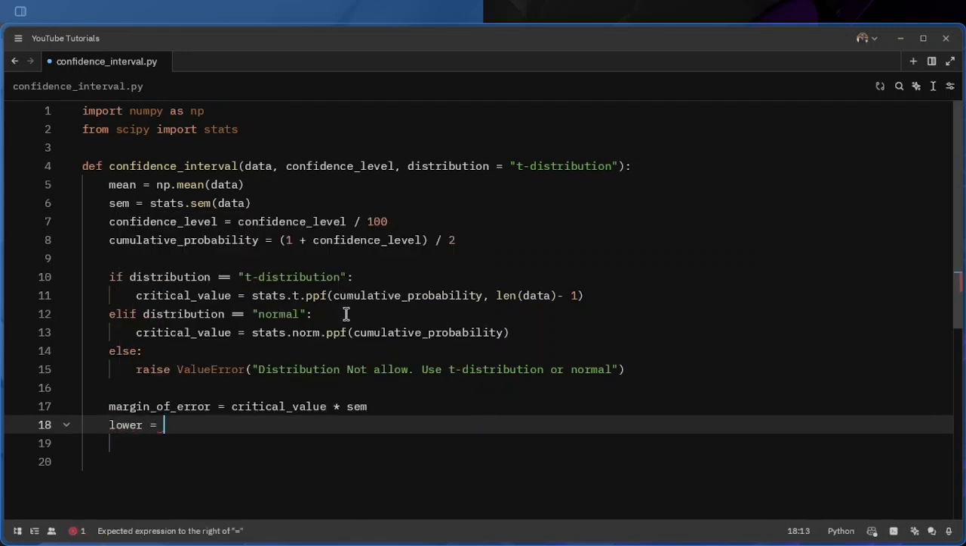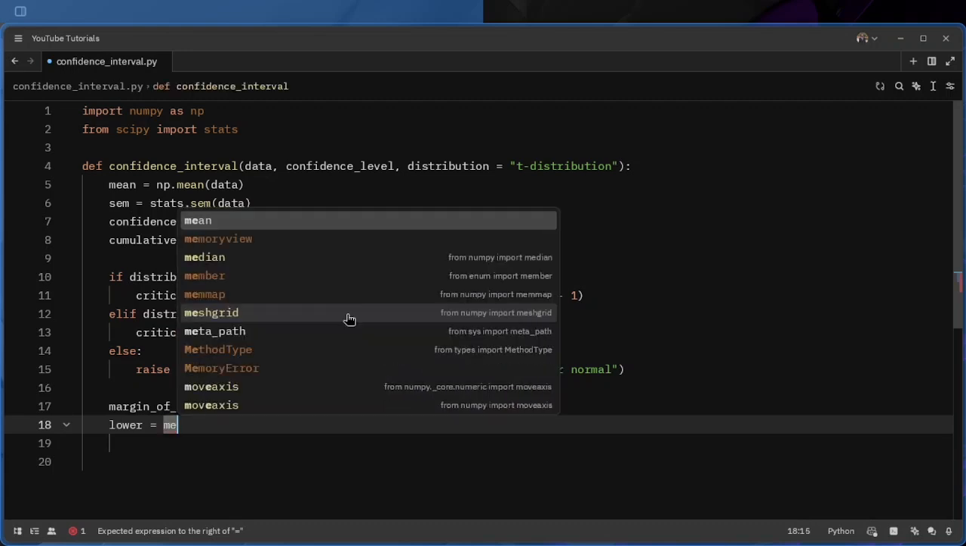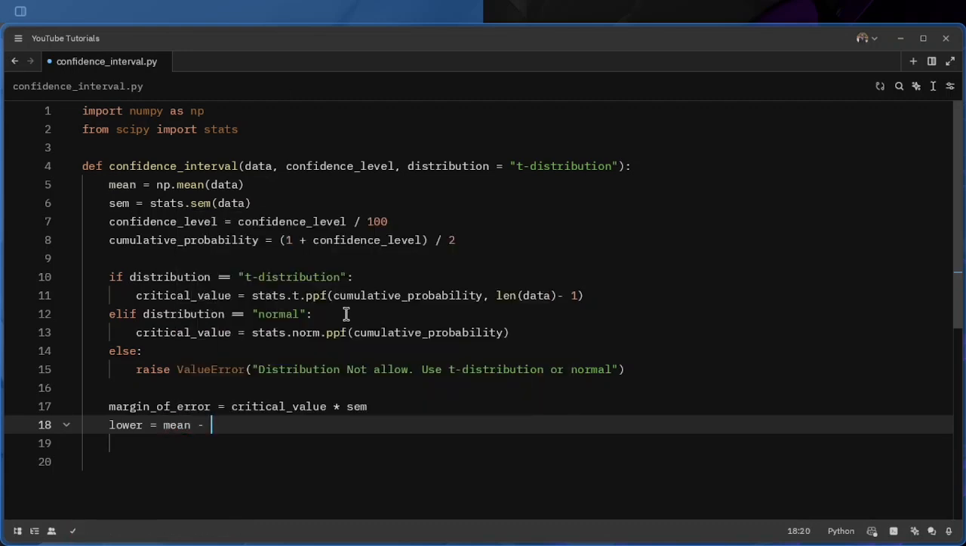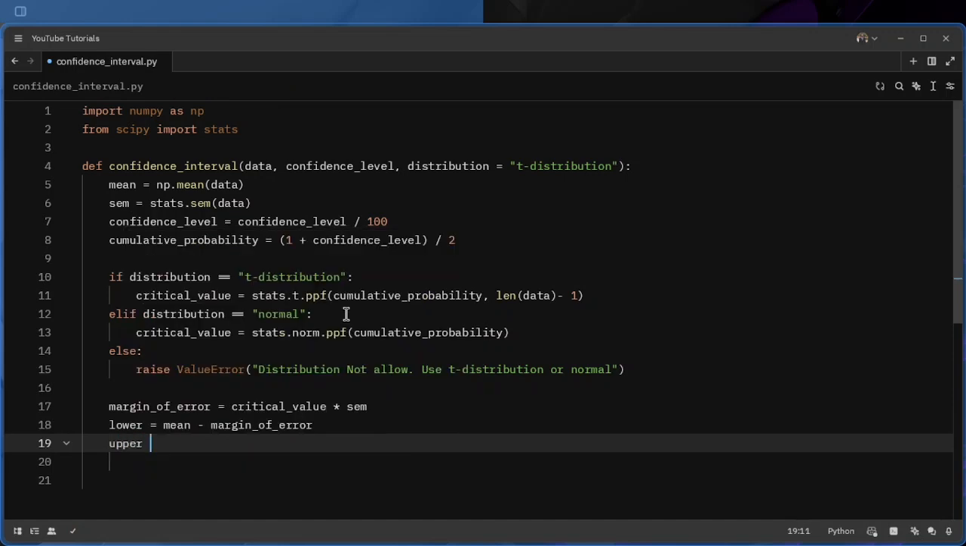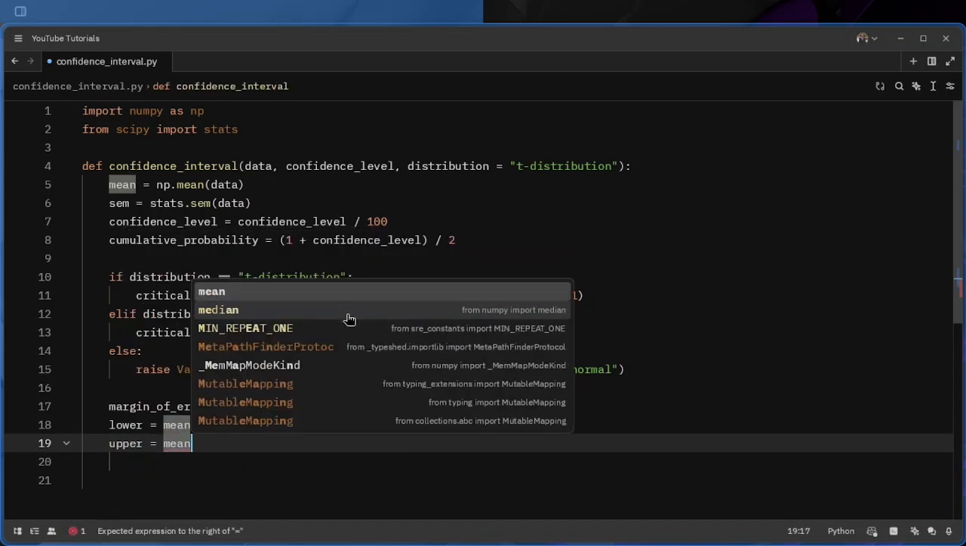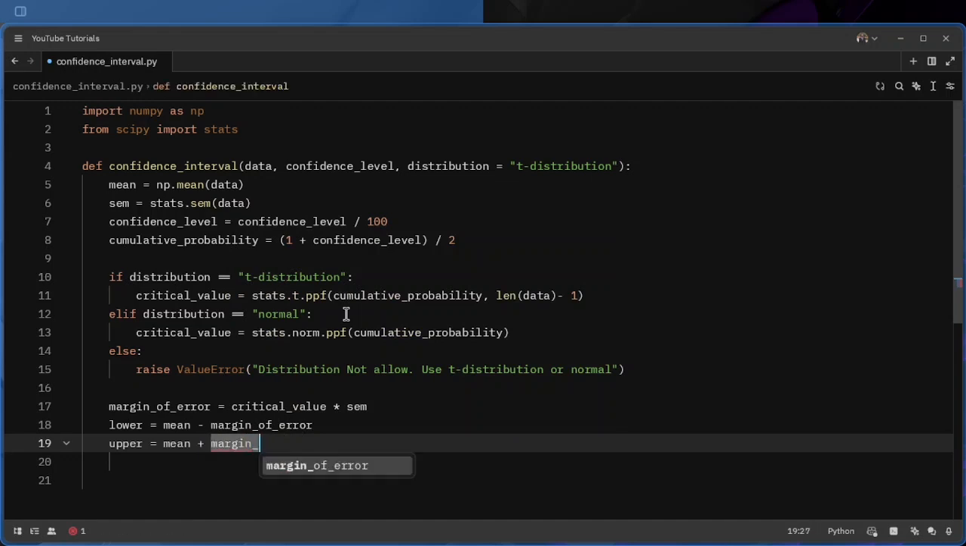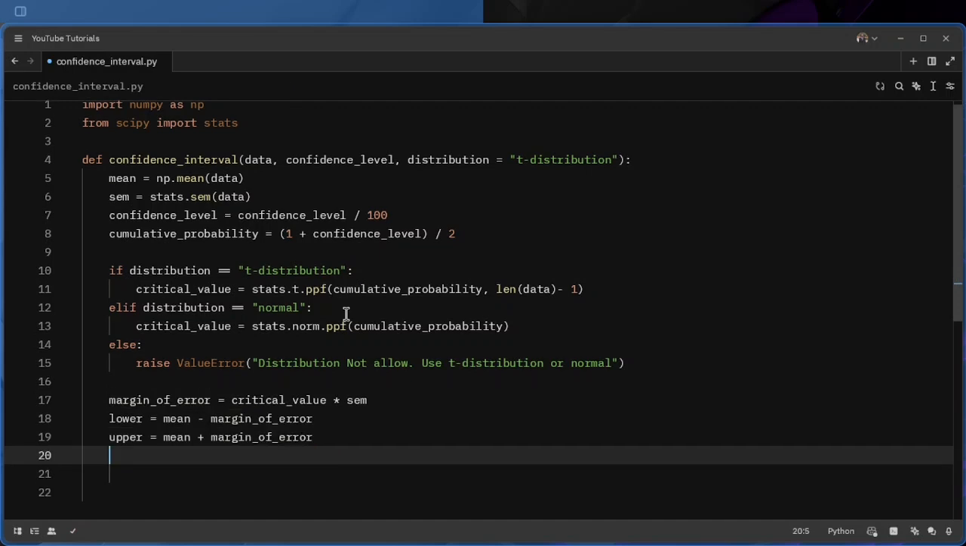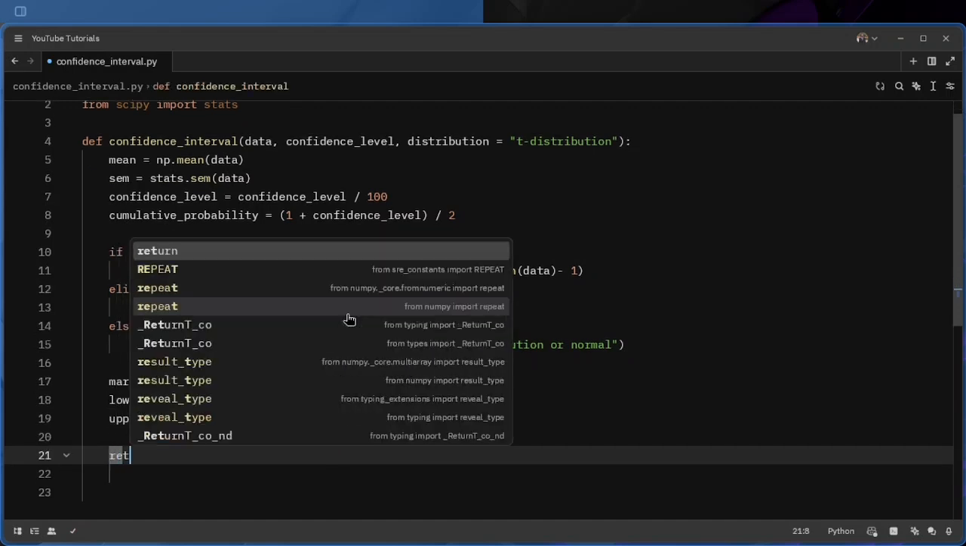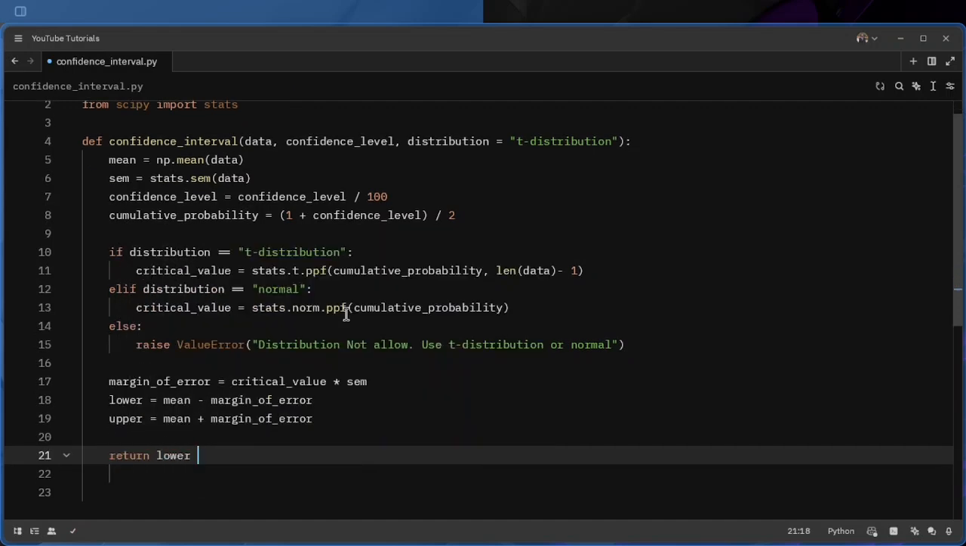lower range, and this lower range will be nothing but mean minus margin of error. Then we'll have the upper range. It will be nothing but mean plus margin of error. Now we can simply return these values, lower and upper.